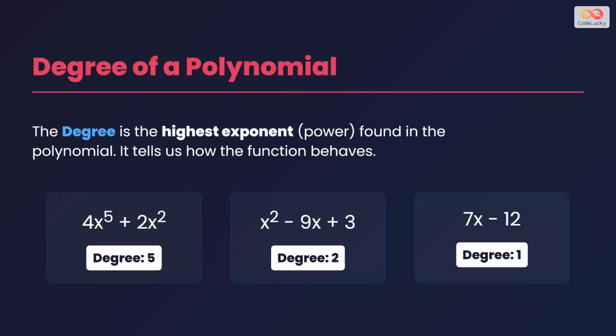To find the leading coefficient, you first need to understand the degree. The degree of a polynomial is simply the highest exponent found on any of the variables. In these examples, you can see how we identify the degree by looking for the largest power.